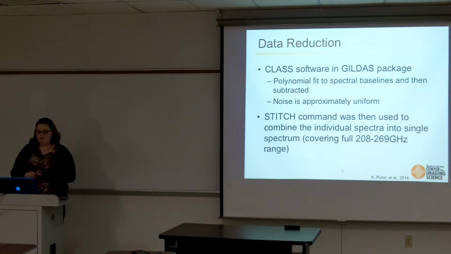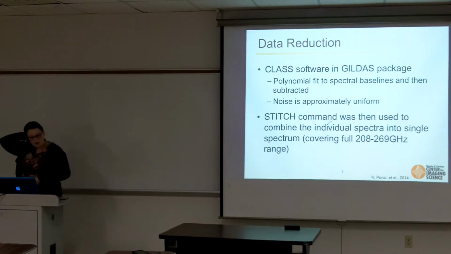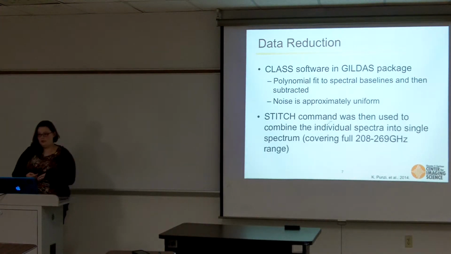So a little bit about the data reduction that was done. Most of it was done in CLASS software, which is available in the GILDAS package from IRAM. So basically a polynomial was fit to the spectral baselines, or the continuum, that avoided the bright spectral emission lines. And this polynomial that matched the spectral resolution was then subtracted to yield basically a flat continuum. And then the noise was looked at, and it was approximately uniform at about 7 millikelvin on the antenna temperature scale. And then within CLASS, you can use something called the stitch command, and you can take all of those 9 observations and combine them into one, covering the full spectrum, or the full range.